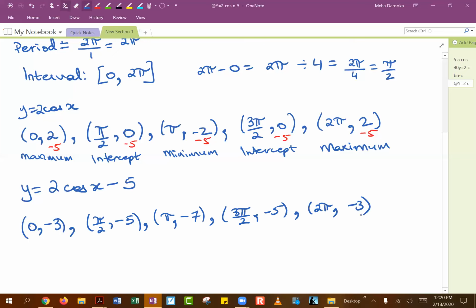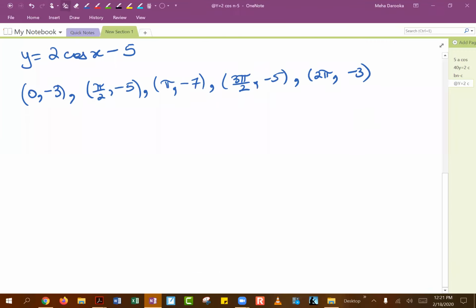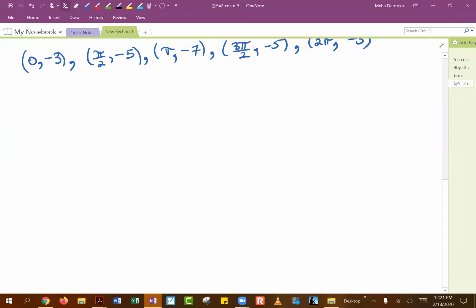Okay, so this is where, again, you should see those maximum, minimum, and intercept values are all going to be at the same x coordinate. But now you will be at a maximum at -3, which is what you should notice again here on this maximum point. For a minimum, you're at -7. And then since we moved by a distance of 5, your intercepts are now going to be in line with that y equals -5.